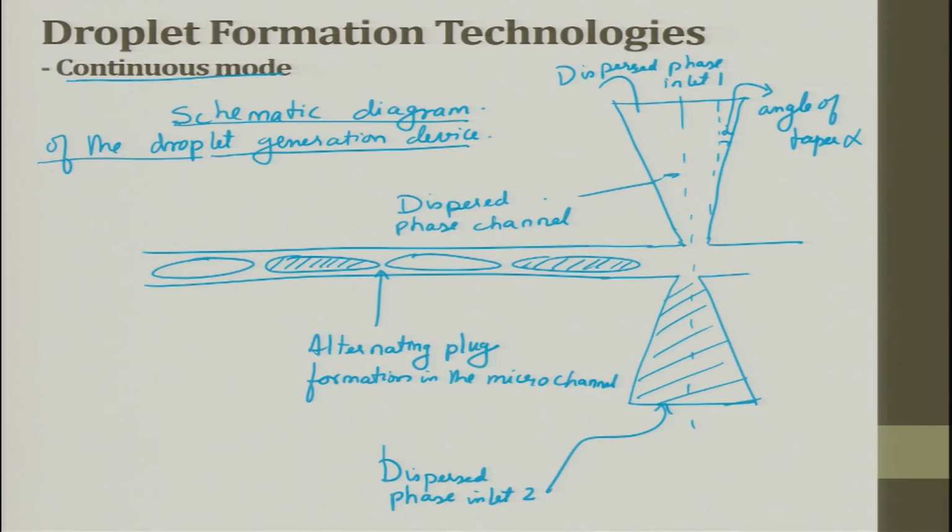So, you have a dispersing phase inlet 1 and you have a dispersing phase inlet 2, right. So, these two phases try to eject. You can see alternating dispersion phases. This is inlet phase 1 and this is phase 2. So, you see how it is the continuous droplet phase. This is the continuous phase inlet and the two phase dispersion inlets are shown here. Okay, the angle of taper is denoted by alpha.